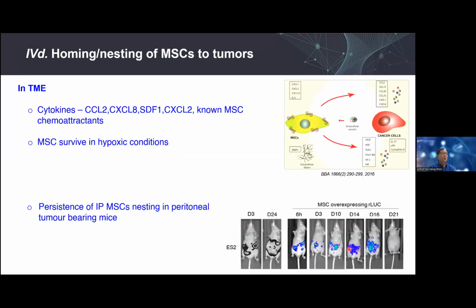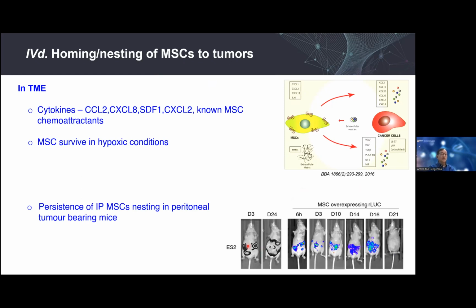It's not magic. Why do the MSC nest towards the tumor? Because it's been well published by a lot of groups now. The tumor releases a lot of factors that the receptors on MSC recognize, and so they can nest towards the tumor area.